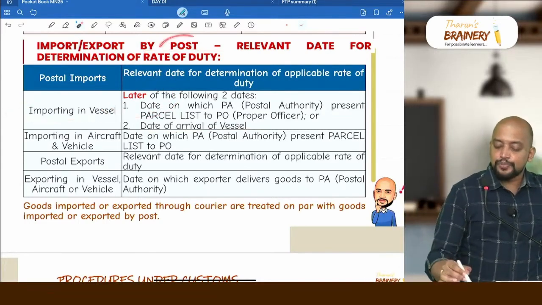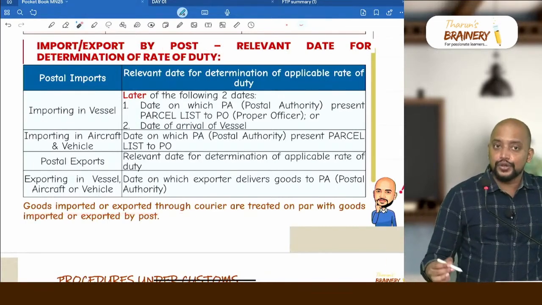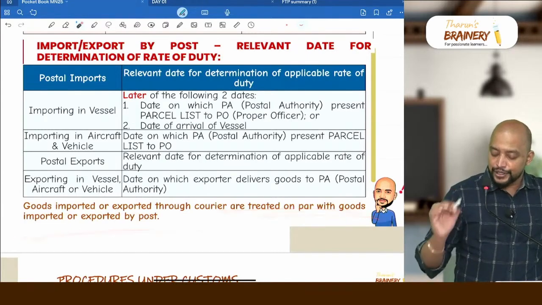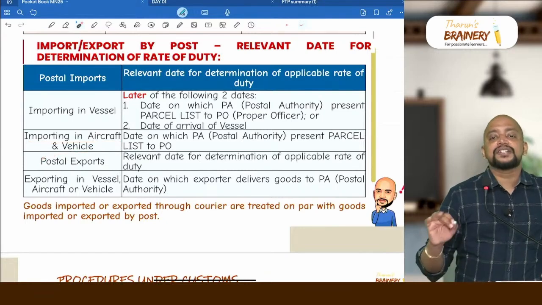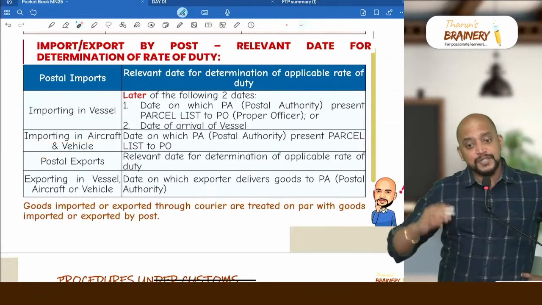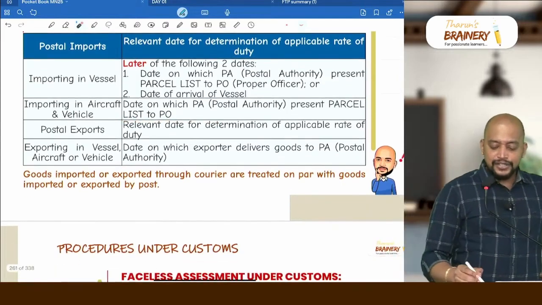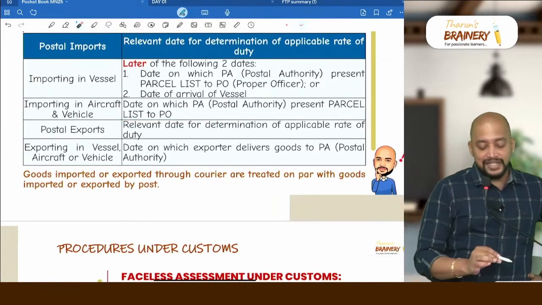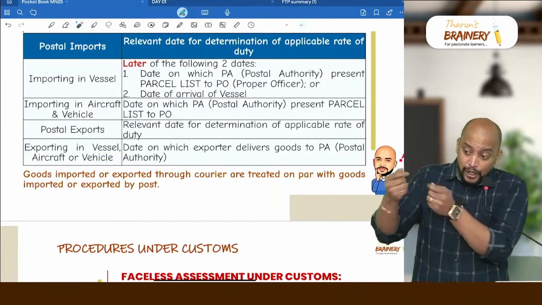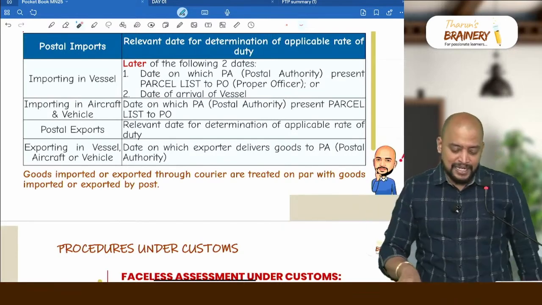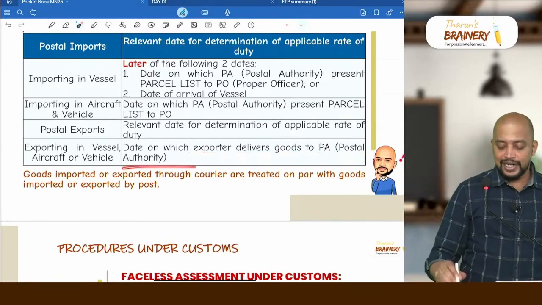And wherever we are referring to post, that also includes courier agency. You can see goods imported or exported through courier are treated on par with goods imported or exported by post. And suppose if it is importing an aircraft or vehicle, there is no whichever is later, only one point, the date on which parcel list is handed over to the proper officer. Then in case of postal exports, whether it is aircraft, vessel or vehicle, it is the same. The date on which the parcel is handed over to the postmaster by us, that date will be taken. Date on which exporter delivers goods to the postal authority will be taken.